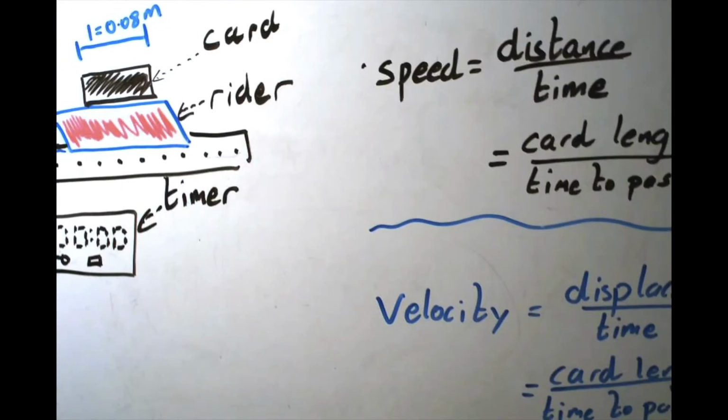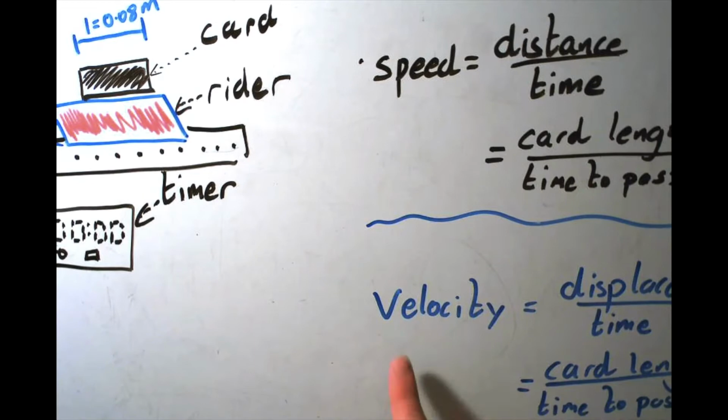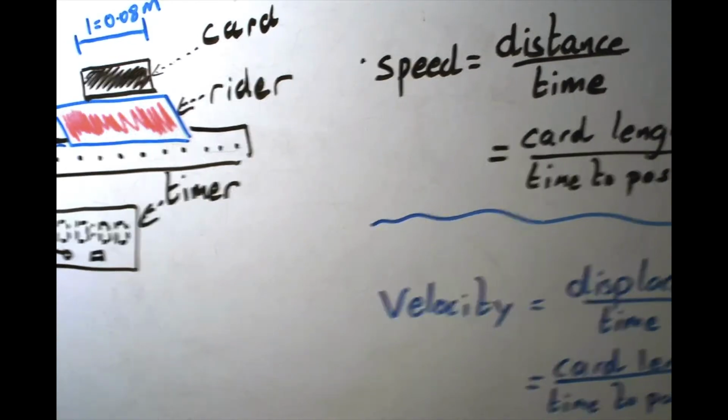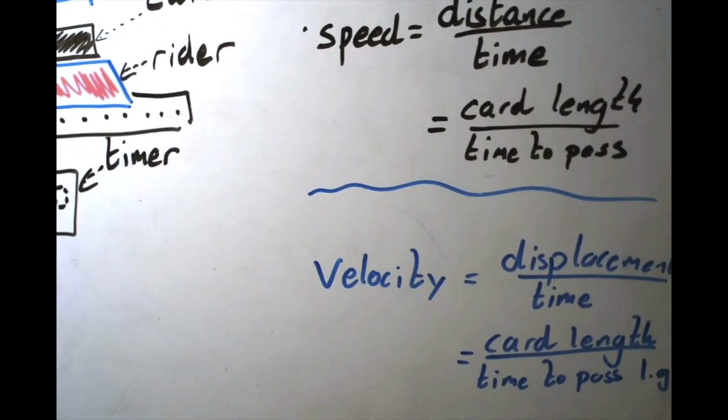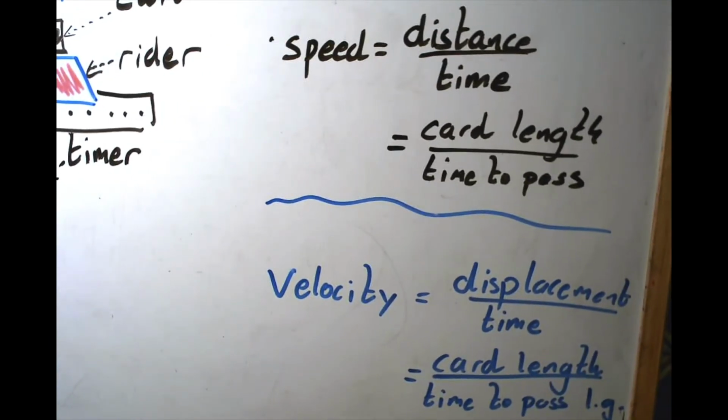And if I was being a little bit more strict, I'd say really it's not speed we're looking for, it's velocity, which is displacement over time. Which again is the card length divided by the time to pass the light gates. Okay, next we'll look at how we calculate the acceleration. I'll just make sure you can see that if you're trying to pause the video later on. Back in a second.